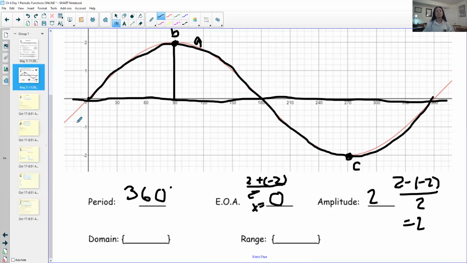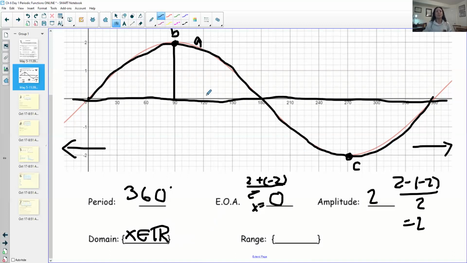Domain would be all of your x values. This is a periodic function. It would continue on forever and ever in a rightwards direction, and it would continue on forever and ever in a leftwards direction. So my domain are all of the possible real numbers, okay? So x ∈ ℝ, remember all those fun symbols? And that's it, it's all real numbers.